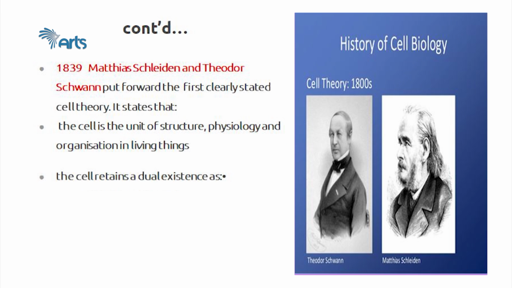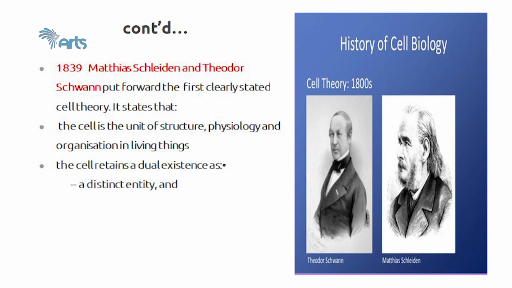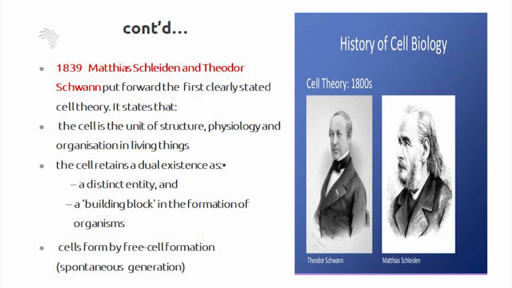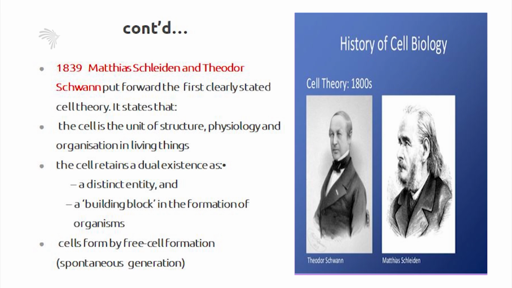The cell retains a dual existence as a distinct entity and a building block in the formation of organisms. The cell formed by free cell formation, which was later disproved, that is, the cells are not formed by free cell formation, which is the idea of spontaneous generation. So these are the main ideas regarding Matthias Schleiden and Theodor Schwann in the course of development of the cell theory. These are the two persons from Germany.